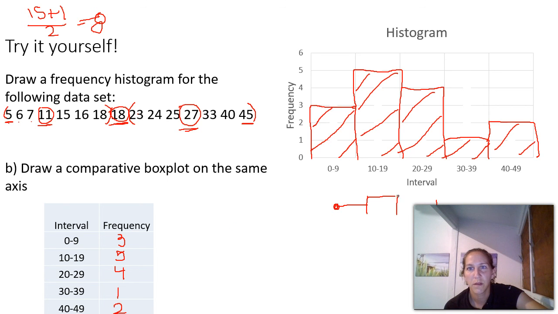Okay, so attach these all with a line and box. This is my interquartile range, this box here. And attach my upper quartile to my maximum value here.